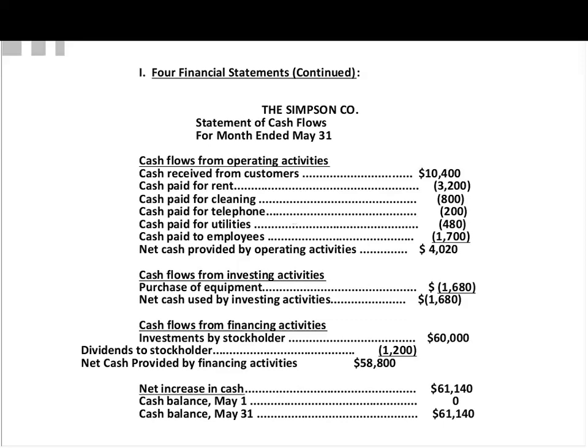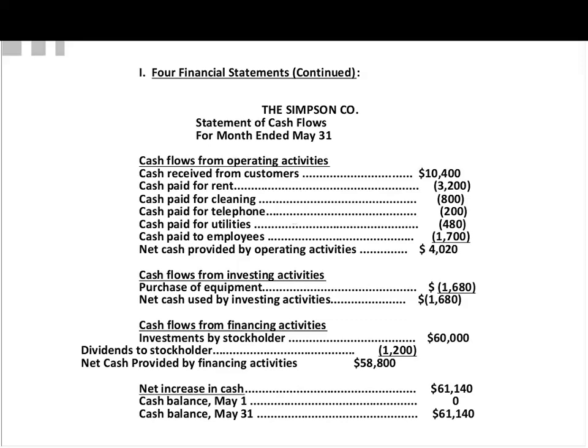Well, that's an outlay or use of cash, so we bracket it. If they had sold equipment for $1,680, it would be a positive cash impact on the statement of cash flows, or source of cash. Under the third category, the financing, investment by stockholders, that's equity infusion, $60,000, positive number.